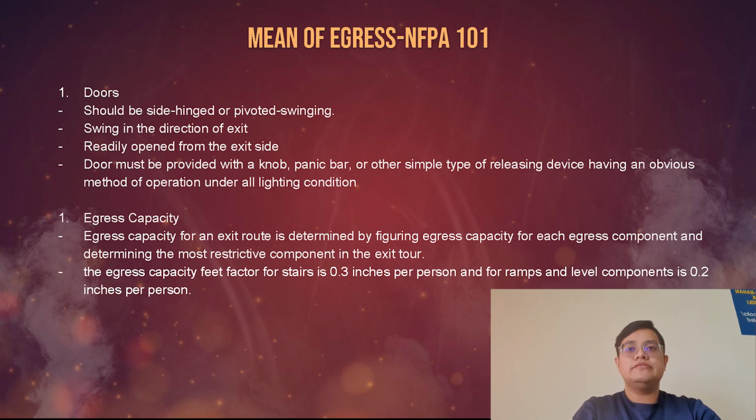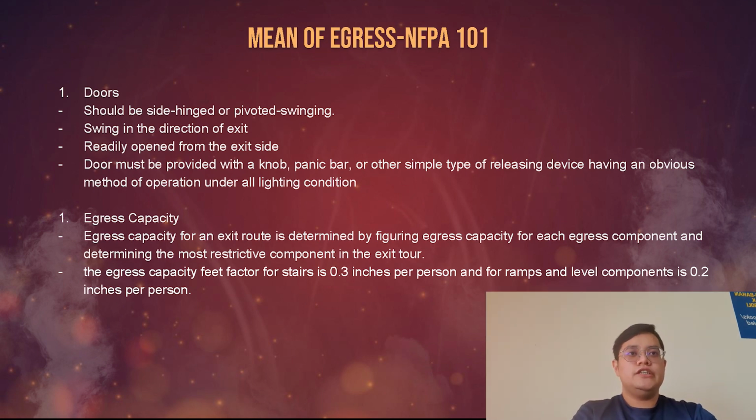So the next one is means of egress and NFPA 101. Means of egress is a model code developed by the National Fire Protection Association, NFPA, which highlights fire protection and life safety. The definition of egress is the action of going out or leaving a place.